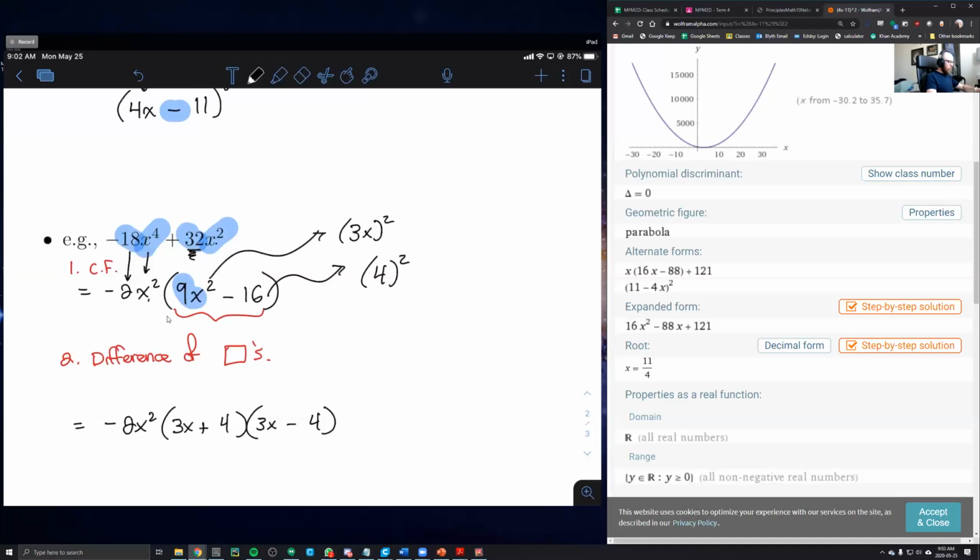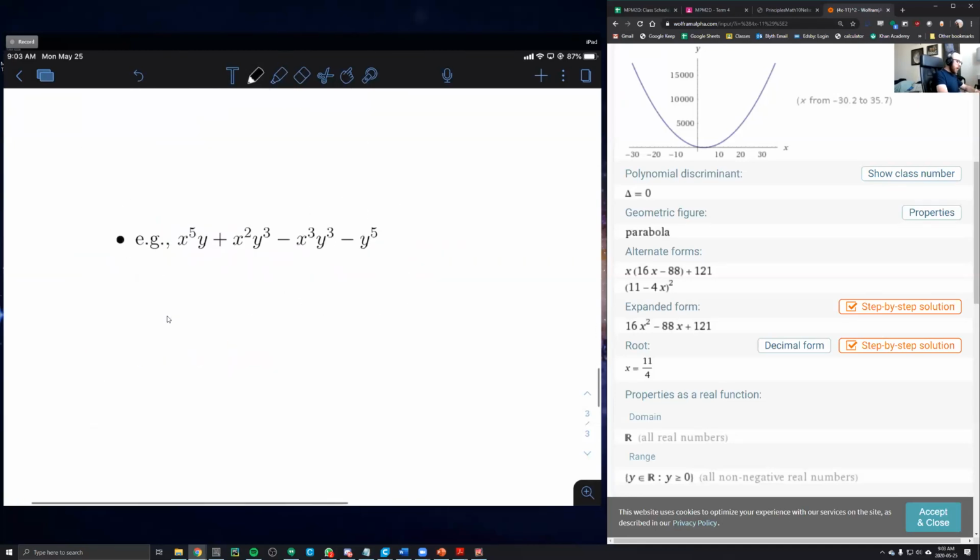Okay, I have one more example to do. Now this one's perhaps a little bit more challenging. Looking at this, it doesn't really look like anything we factored before, right? There's x's and y's, and it kind of looks like a mess. Now, our job is to try to figure out a way of making this into a more workable form. So let's see if we can do that.